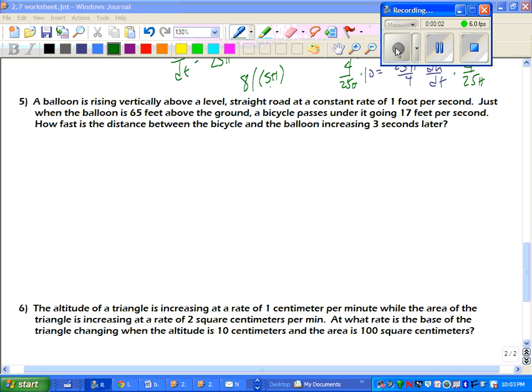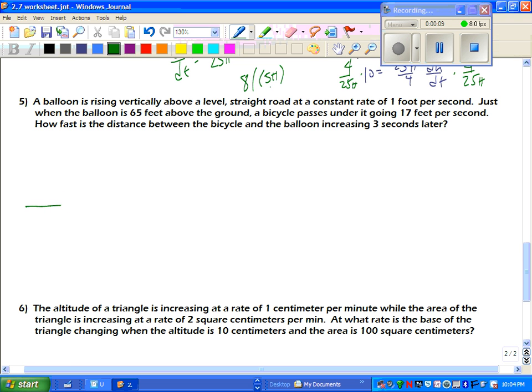All right, let's take a look at number 5. It says the balloon is rising vertically above a level straight road. So we got a straight road here, and our balloon starts off down here, and it's rising at a constant rate of 1 foot per second. So that's our vertical distance there. So dy/dt is 1 foot per second.